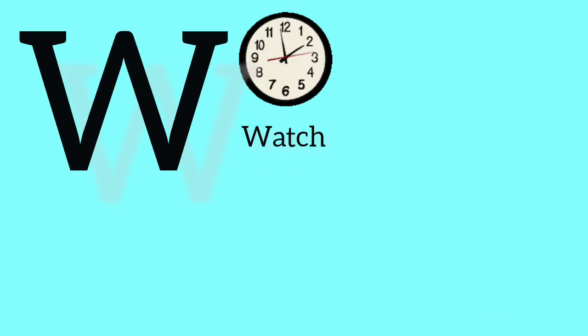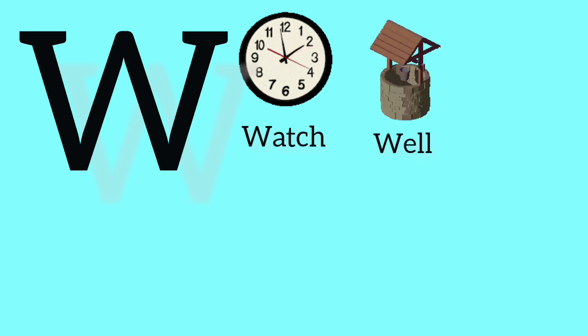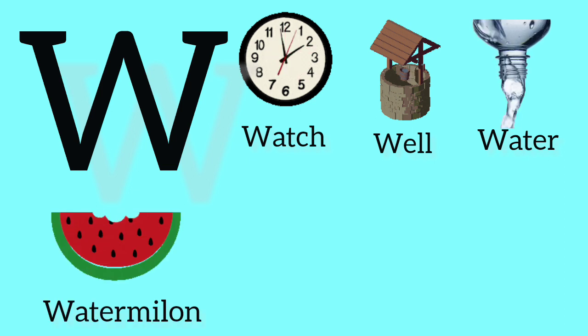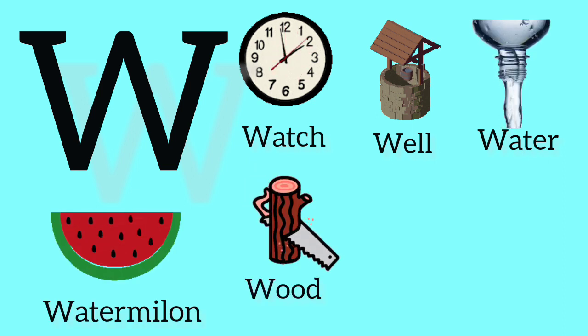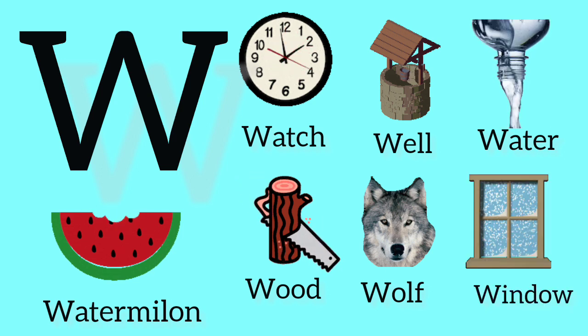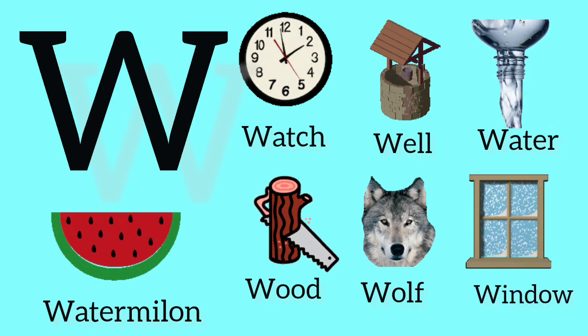W. W is for watch. W is for well. W is for water. W is for watermelon. W is for wood. W is for wolf. W is for window.